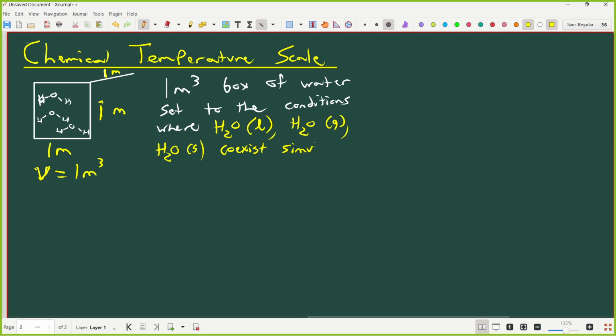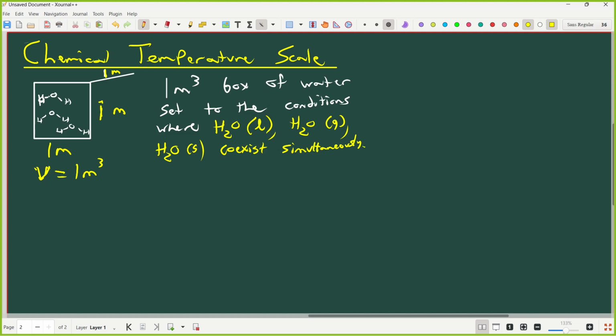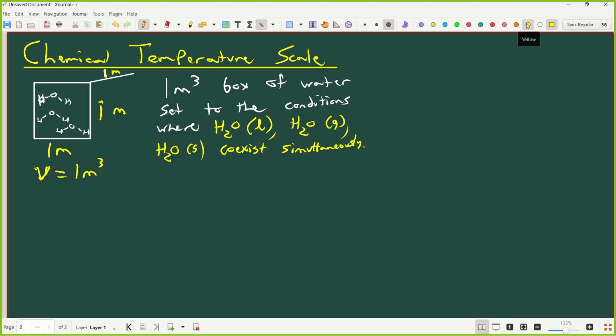As we'll learn when we get to phases, there is a point, a temperature and a pressure, where if you jiggle the temperature one way or the pressure one way, you get water. It liquefies. If you jiggle it another way, it vaporizes. If you jiggle it another way, it freezes. Does anyone know what this place is called? Anyone know the term for this point? There's a good reason why it's called this, because there are three things in equilibrium with each other. It's called the triple point.